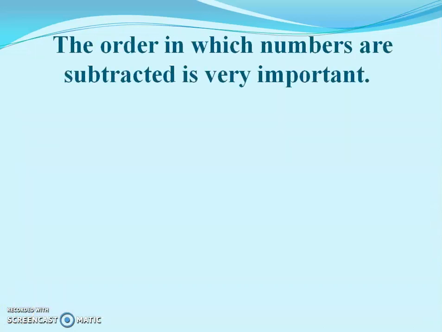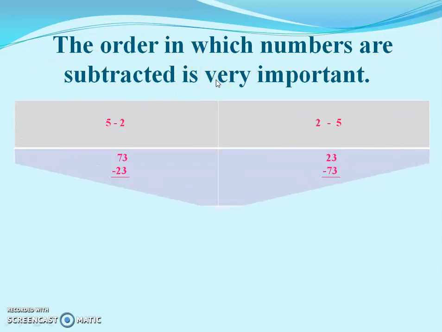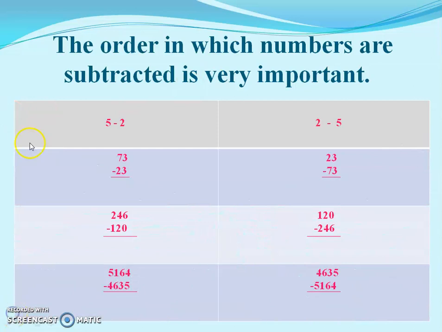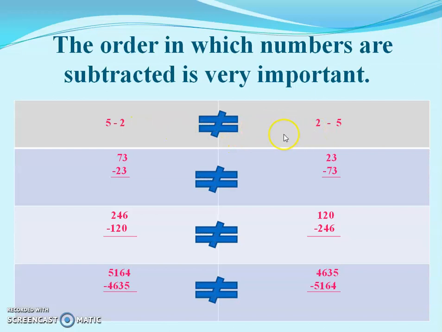Now the last property is that the order in which numbers are subtracted is very important. For example, 5 minus 2 is not equal to 2 minus 5. 73 minus 23 is not equal to 23 minus 73. 246 minus 120 is not equal to 120 minus 246. 5164 minus 4635 is not equal to 4635 minus 5164.